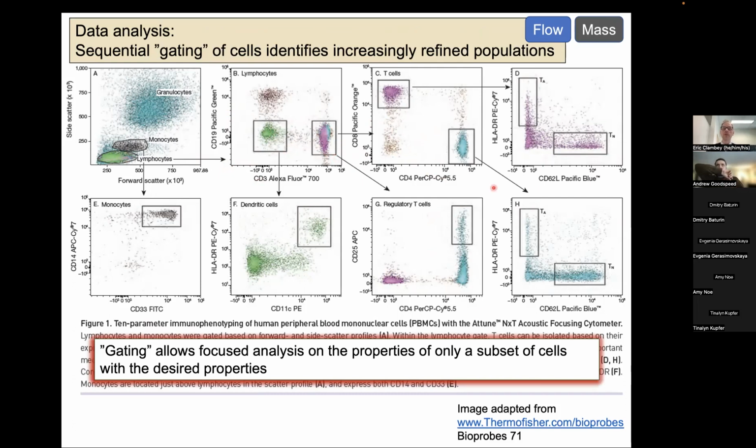Now, one question is, how do you know where to draw a gate? Okay, this is pretty straightforward. Clearly a negative versus a positive population. But what about in the case of something like this, where there's kind of a smear? There's no clear distinction between your positives and negatives. So here, this is really where you need your controls.